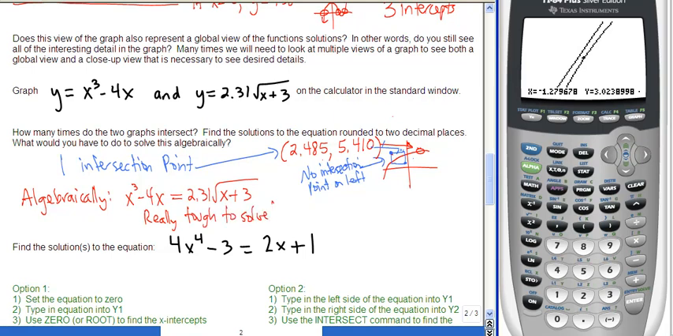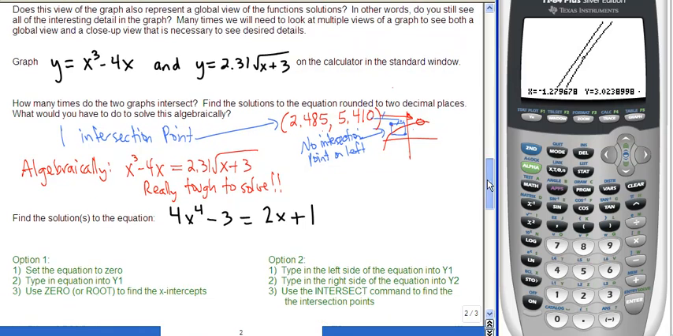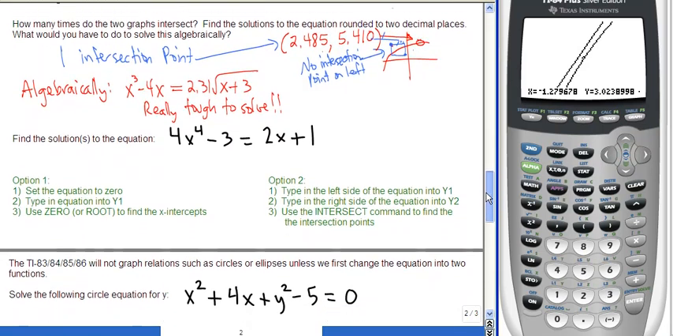So that's where technology comes in to save the day, because you can pretty quickly graph these two equations, hit that intersect button, and boom, you have your answer very, very quickly. Okay? All right.